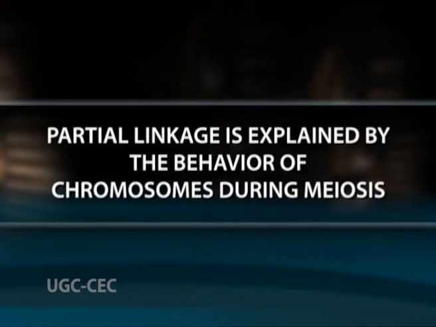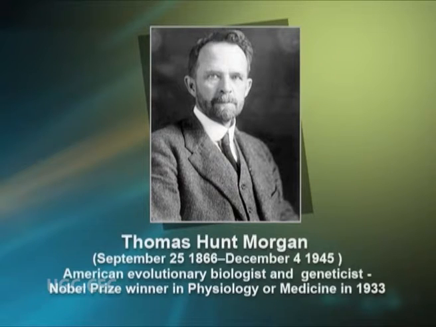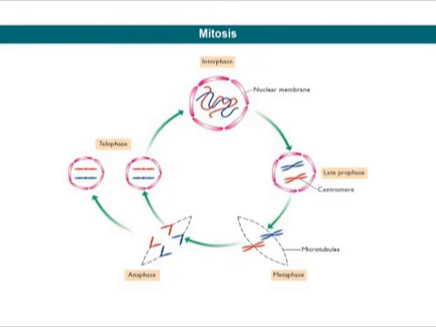Partial linkage is explained by the behavior of chromosomes during meiosis. Thomas Hunt Morgan made the conceptual leap between partial linkage and the behavior of chromosomes when the nucleus of a cell divides. There are two types of nuclear division, mitosis and meiosis. In mitosis, the diploid nucleus of a somatic cell divides to produce two daughter nuclei, both of which are diploid. During a human lifetime, approximately 10^17 mitoses are needed.